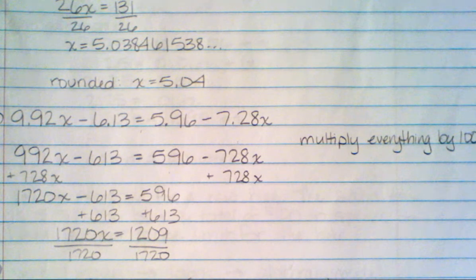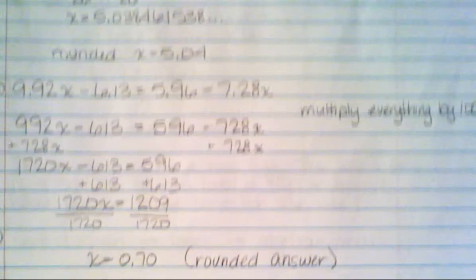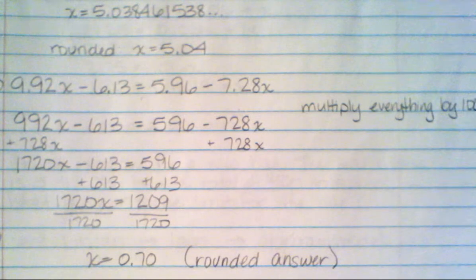And so by multiplying by 100, you'll notice in the second line, it got rid of all my decimals. It essentially moved the decimal point over 2 places to the right on each of those numbers. Now I can solve it and I don't have to worry about decimals because it's just whole numbers. And then when we get our answer, we get x equals 0.70.